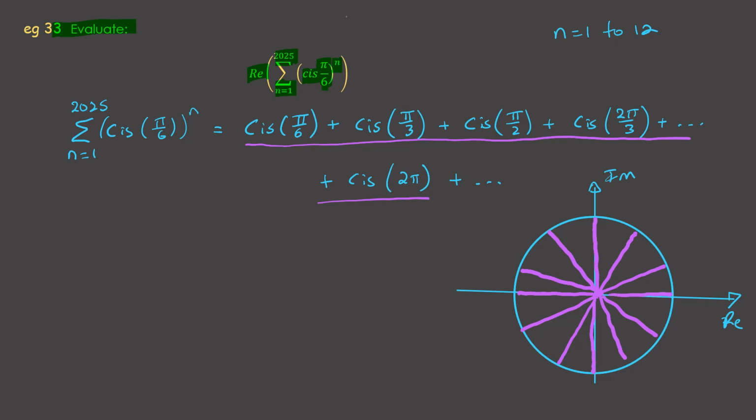Now, just by the symmetry, thinking about all of these as being vectors, we can see that the sum of that lot is going to be 0. So all of the stuff that I've underlined here is 0. And then the same thing is going to happen from 13 through to 24, and then from 25 through to 36. Those are all going to be 0. So we just need to get what we get left with at the end.